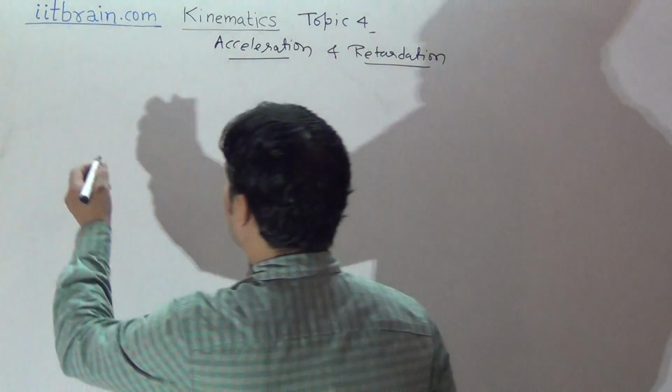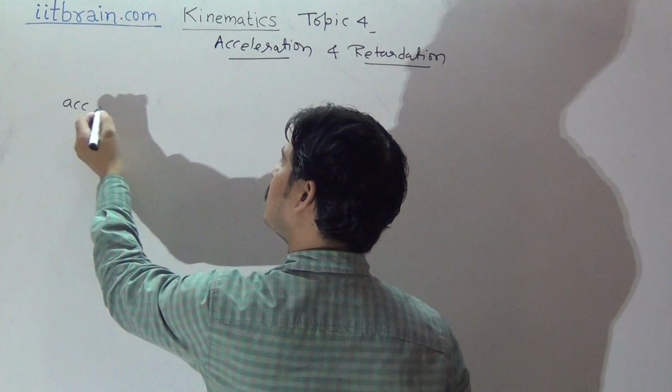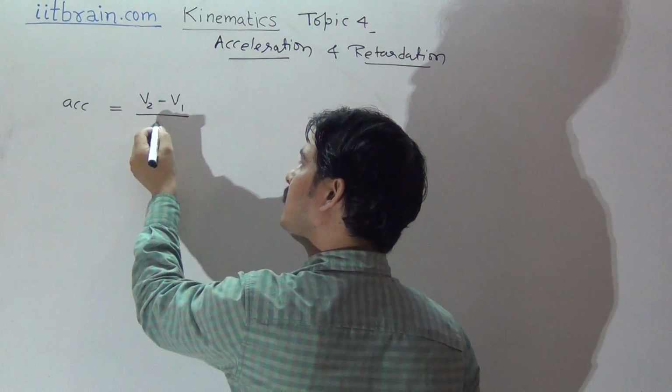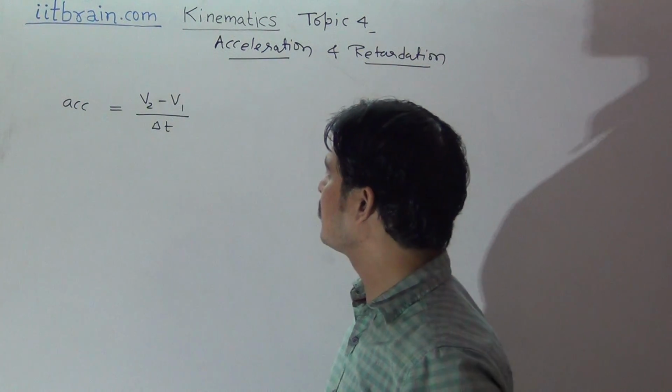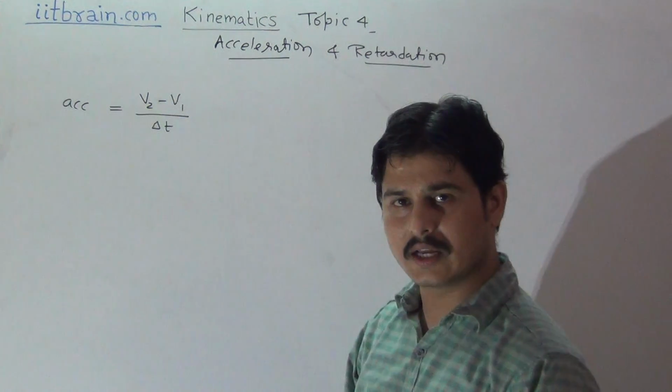So understand first that according to definition, acceleration is defined as v2 minus v1 upon time taken to make this change in velocity. It means acceleration is rate of change of velocity. By definition, it is rate of change of velocity.